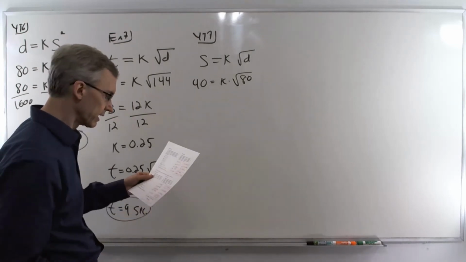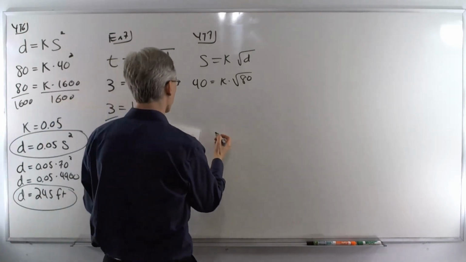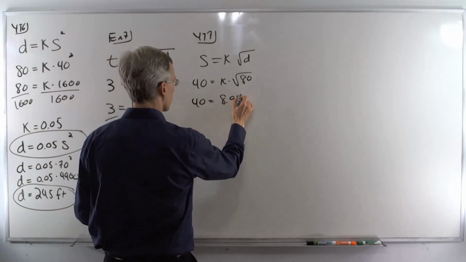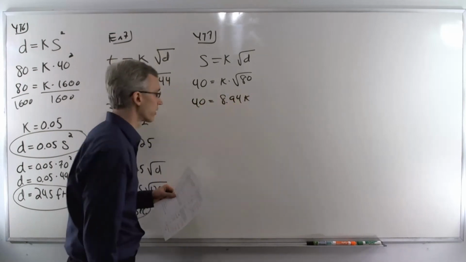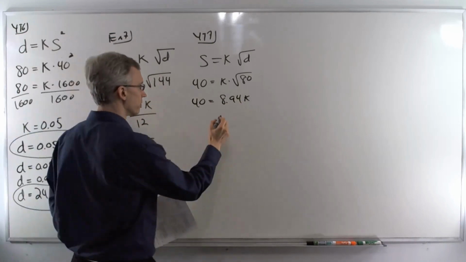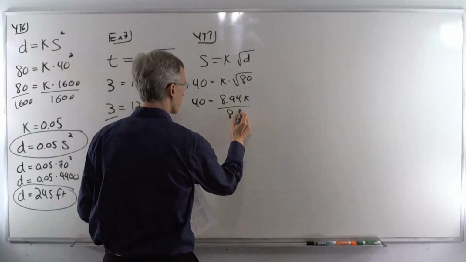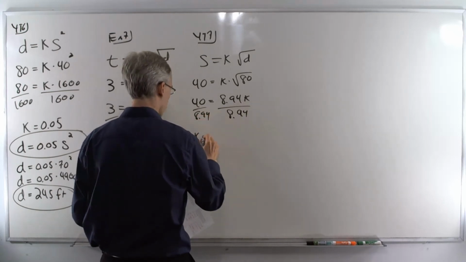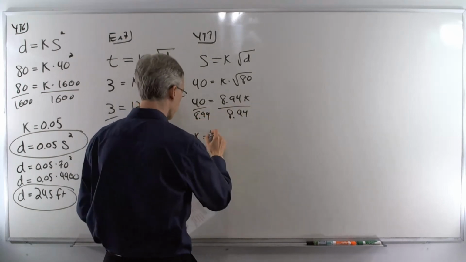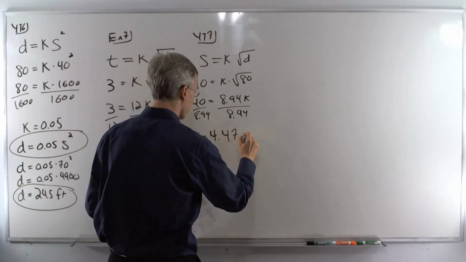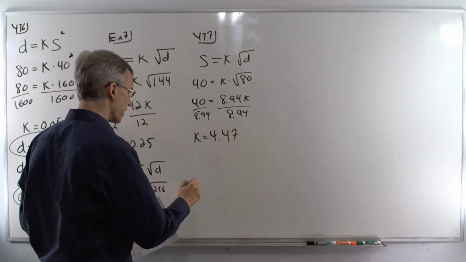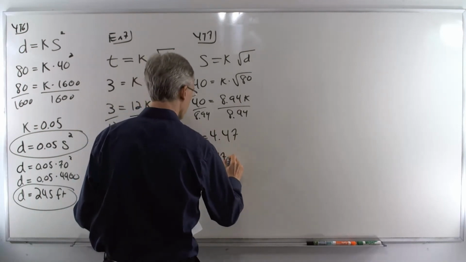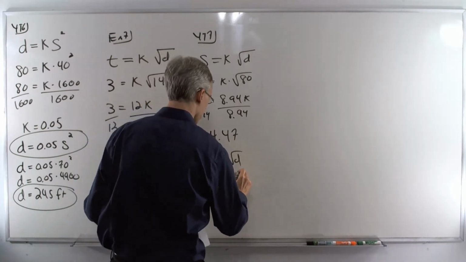Alright, square root of 80, rounded, that's 8.94. So 8.94k. Now divide both sides by 8.94. And that gives us a k of rounded 4.47. So our equation then is S equals 4.47 times the square root of d.